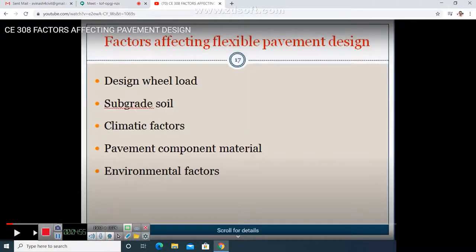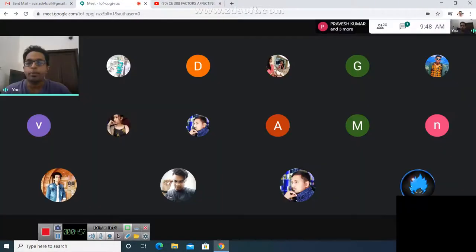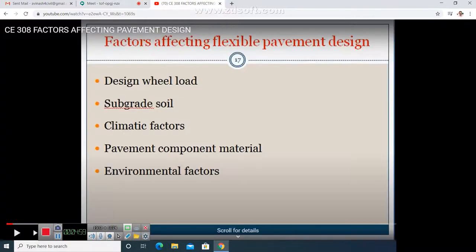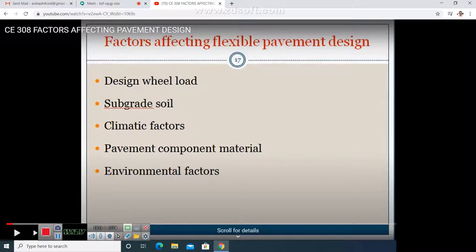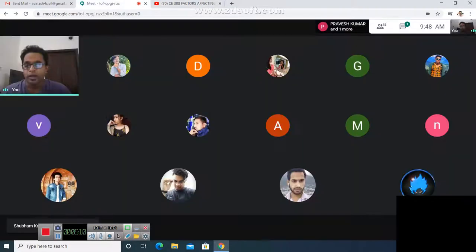So the next factor was the pavement component material. The three factors which we have already discussed: first one is design wheel load, second one is subgrade soil, and third one is the environmental, climatic factors. Next one is the pavement component material.